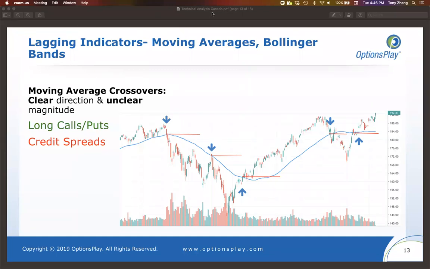And this is one of the best ways to use moving averages, not necessarily buying that debit spread or some of the other strategies where you need a clear sense for magnitude, because the crossover itself, and remember, does not give you a clear sense for magnitude.